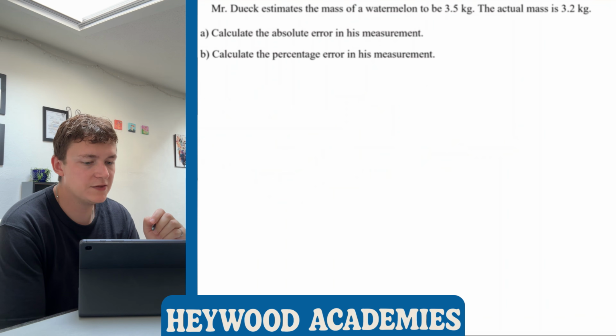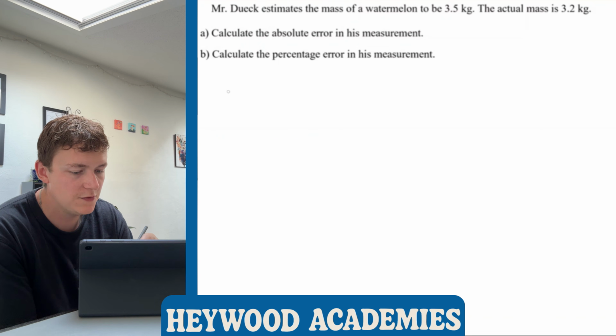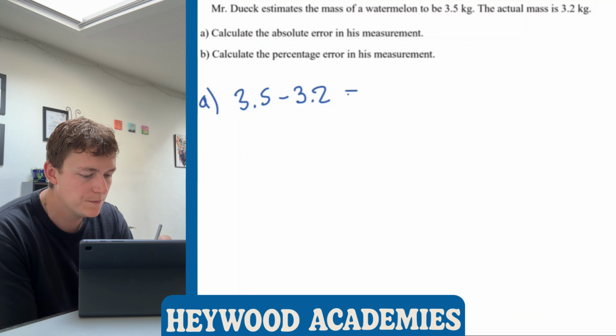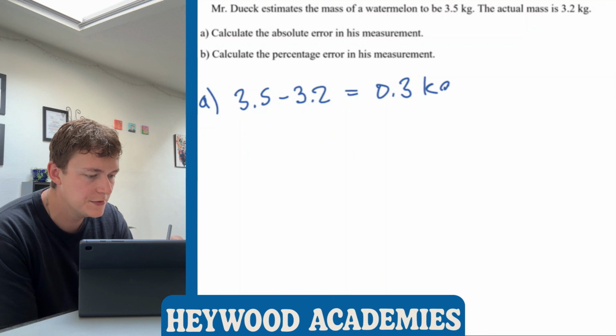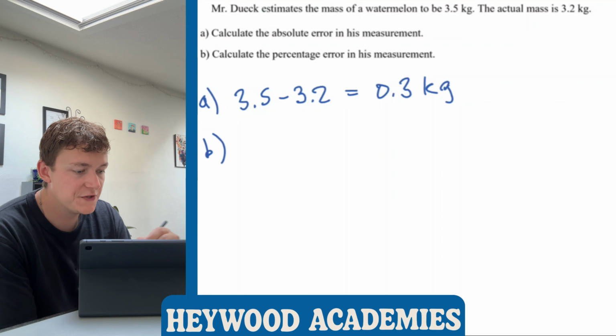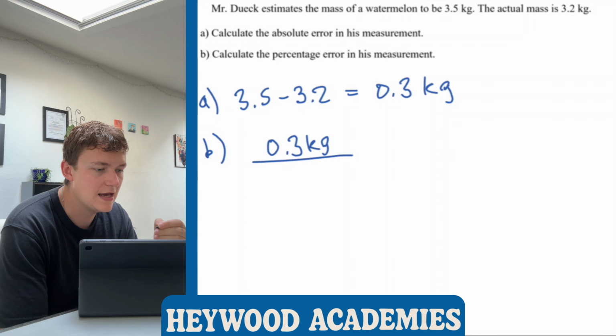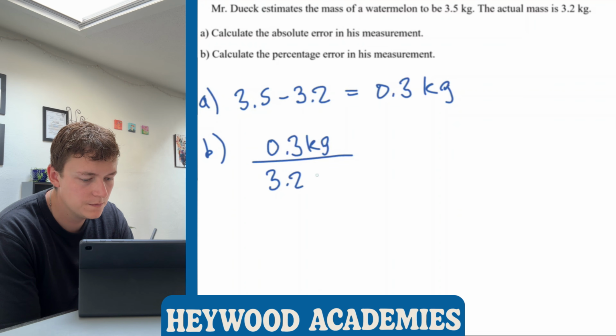Okay, same deal with this one. What's our absolute error in the measurement? We're just going to take the difference between those two numbers. So for the first part, 3.5 minus 3.2 gives us 0.3 kilograms. Then to find the percent error in that calculation, we're going to take the absolute error, divide it by the actual mass, 3.2, and then multiply it by 100%.